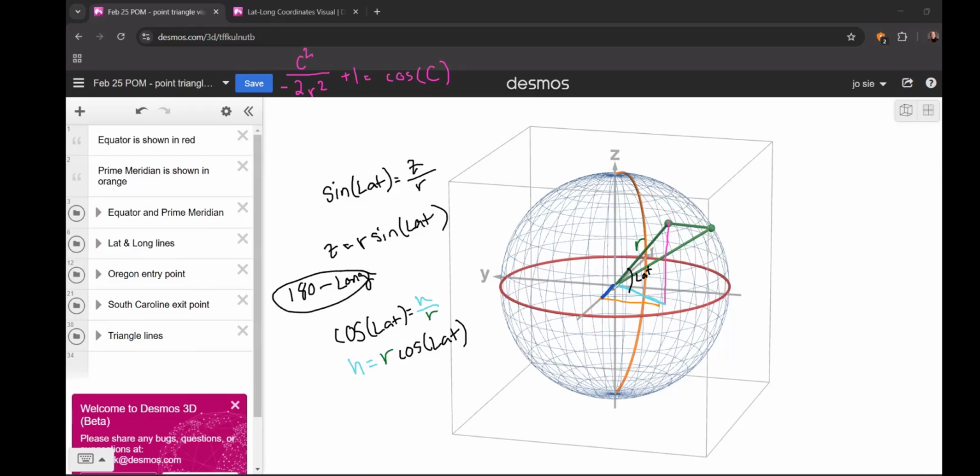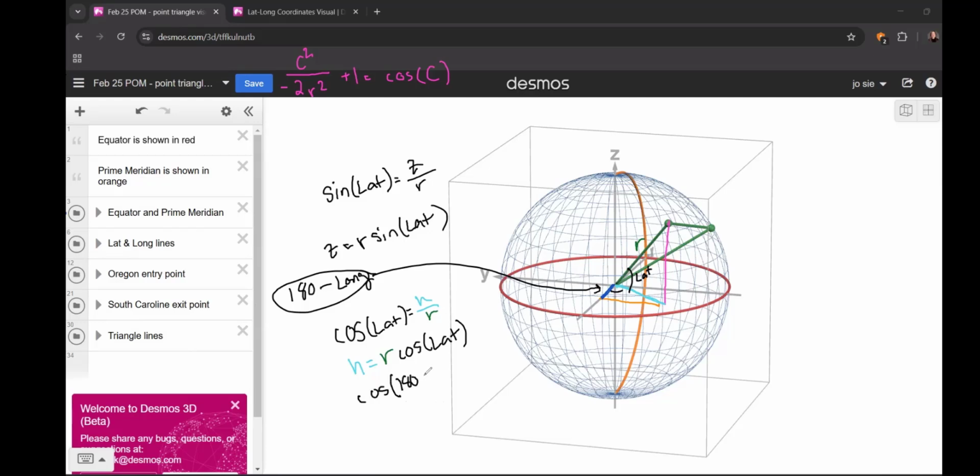So now we have an angle. We said this angle here is 180 minus the longitude. And we've got a side, we've got that h. So now we can figure out what our x and our y are going to be. So x is going to be equal to, x is adjacent to the angle. So if it's adjacent, I'm going to want to be using cosine because cosine relates adjacent to hypotenuse.